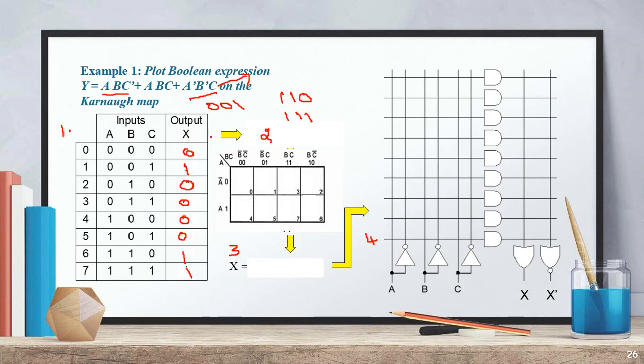Once you are done with the truth table, go to the second procedure and fill the K-map. Wherever 1 is there, fill that portion. There is a 1 at 0 0 1, which is this cell, so we can make 1 here. Then we have 1s at 6 and 7, so we make 1 there, and all the other cells we make 0. In this way we can represent the K-map.